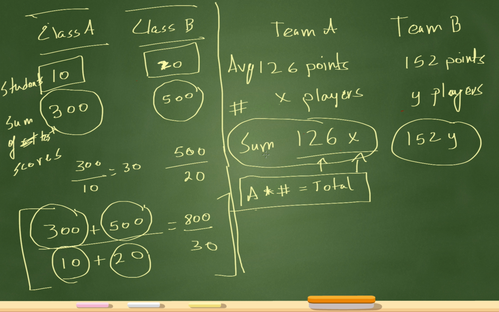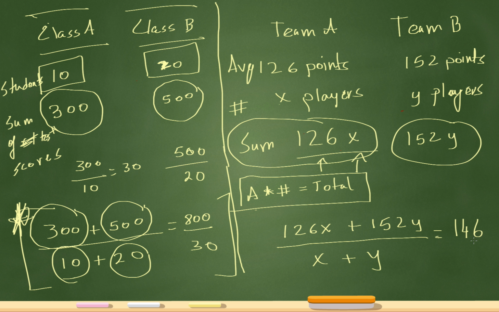So going back to this little example that I gave you down here, we want to figure out the overall average of these two teams. So what I'm going to do is I'm going to take the sum of team A, I'm going to take the sum of team B, and I'm going to divide it by the number of players. And there's not two players, that's a common misconception. There's X players here and there's Y players here. And that will give me the average of these two teams combined, which the problem tells me is 146. So this is a crucial equation that I have formed here.